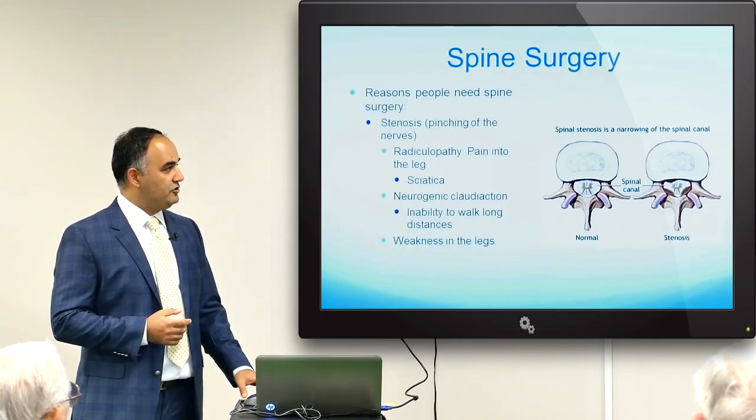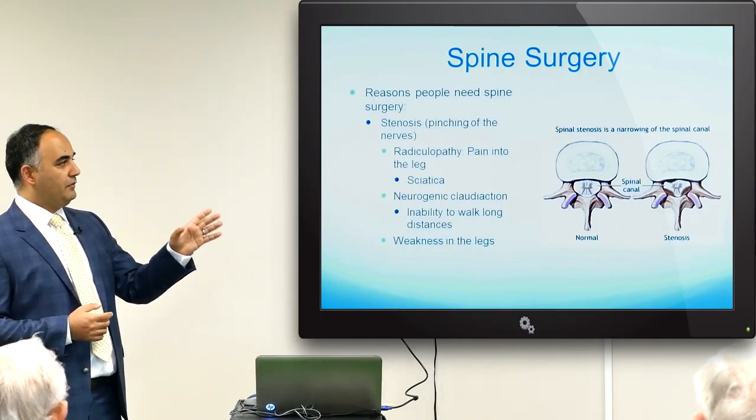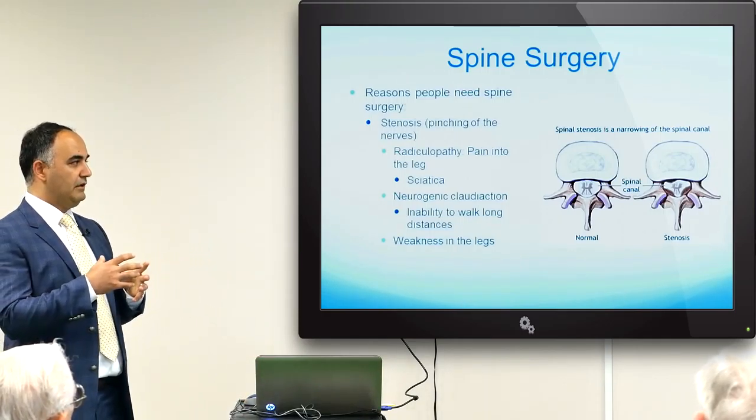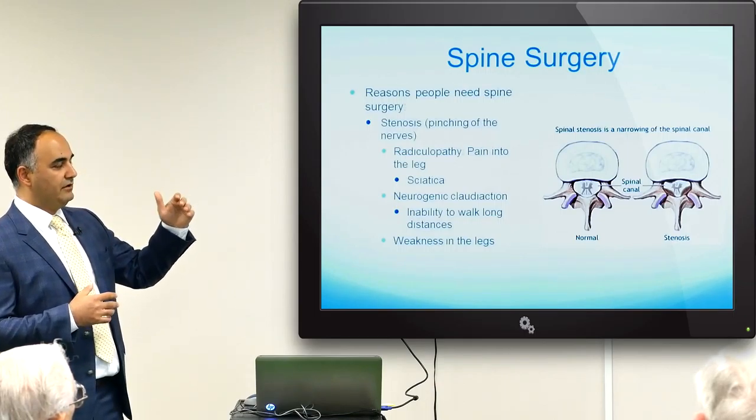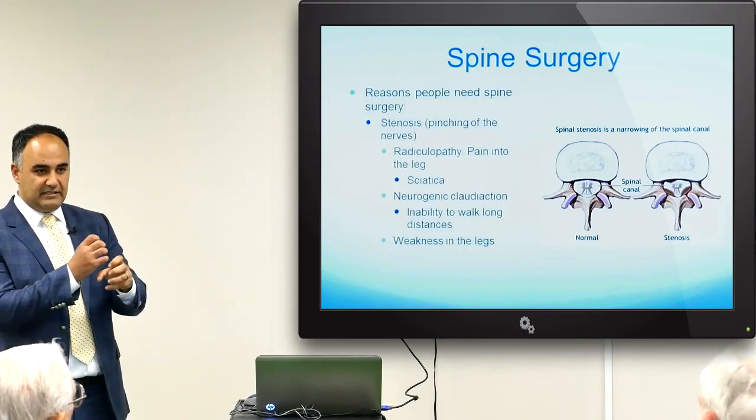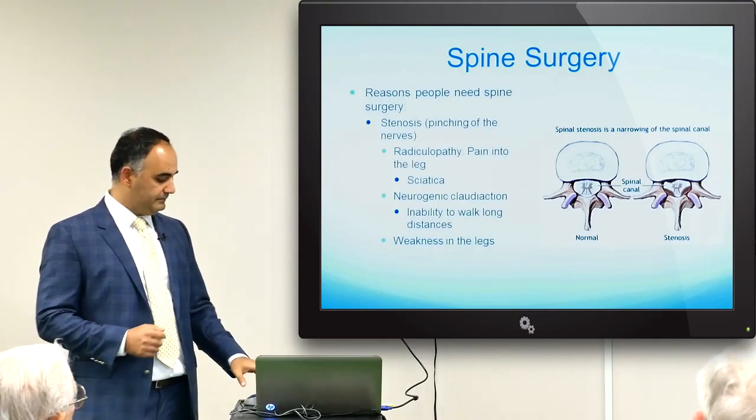And you can see in that picture on the left, that's a normal canal. And on the right, with all those things we were talking about, the buckling of the facets and the ligaments and the disc herniations, that space starts getting crowded.